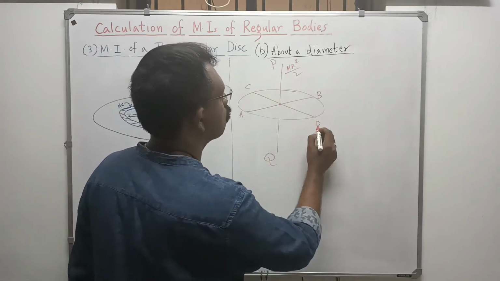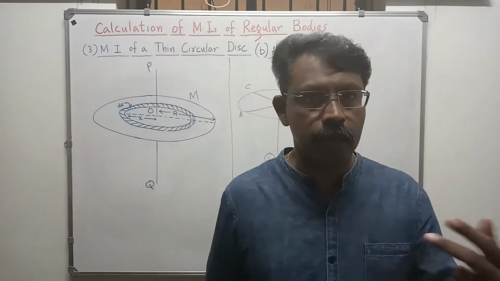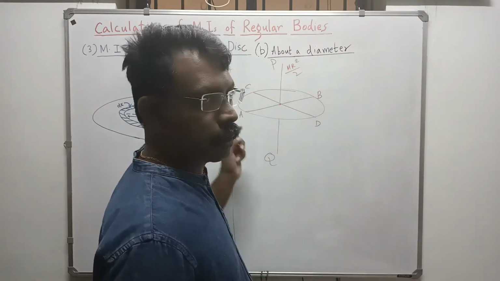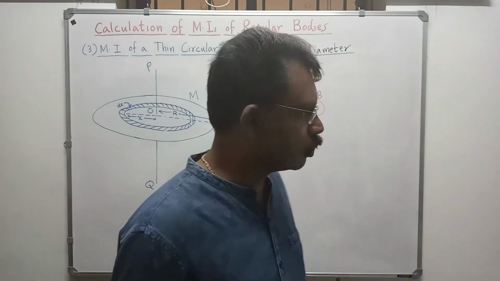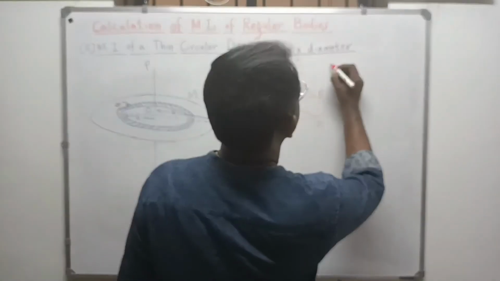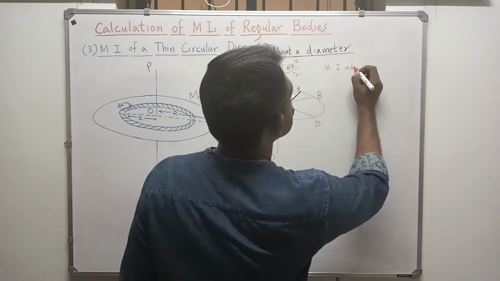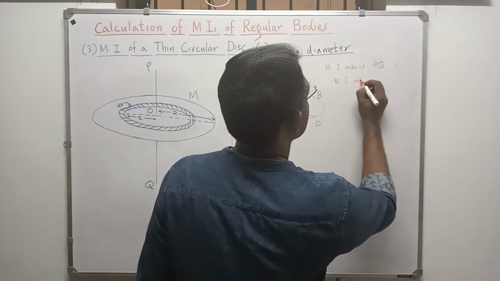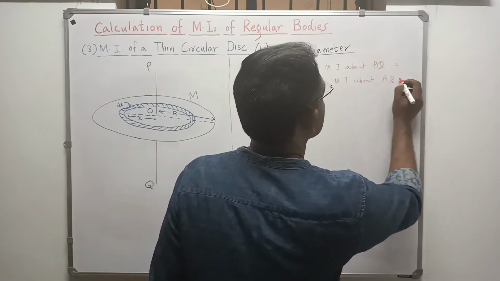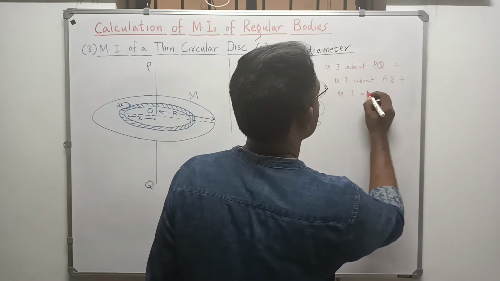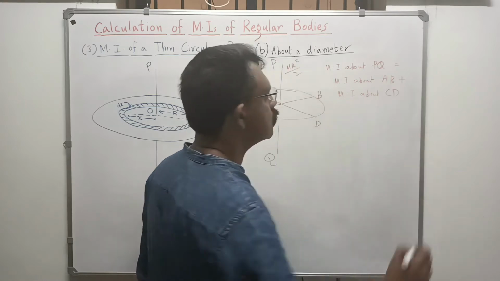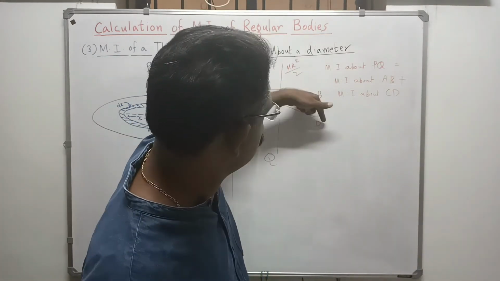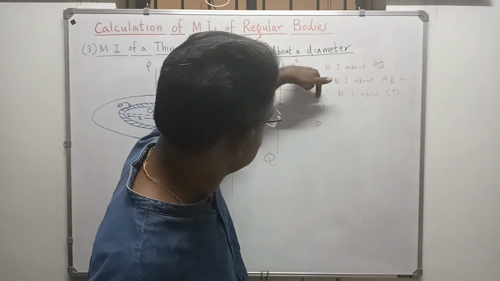It is CD. So just like we have done in the case of a ring, if I know this one, I can find out this one or this one by applying the perpendicular axis theorem. You are already familiar with that. So I can write here, MI about PQ is equal to MI about AB plus MI about CD. This is what the perpendicular axis theorem states: MI about this axis is equal to the sum of moment of inertia about this axis plus this axis.